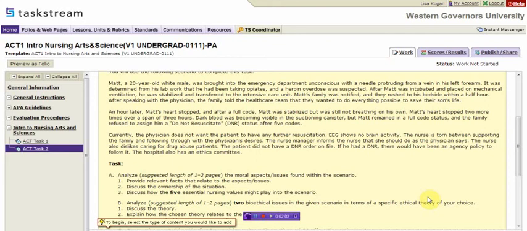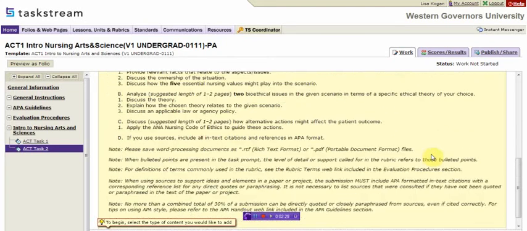And in this scenario, the patient can't speak for himself, so you're asked to discuss where the ownership falls. If this gentleman cannot make a decision for himself, he can't vocalize it, where does that responsibility lie? And so discuss that. The next section asks you to discuss how the 5 essential nursing values might play into the scenario. So take those nursing values and relate them to the scenario.